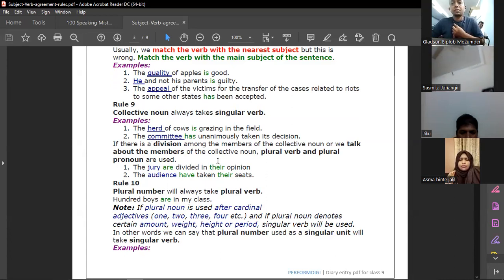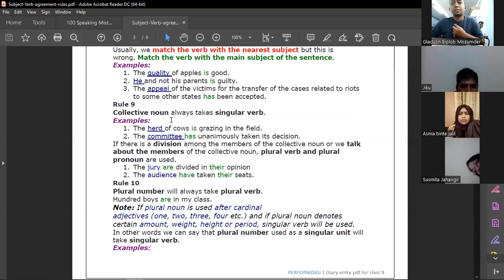Rule number 9, which talks about collective nouns, always takes a singular verb. Key collective noun.